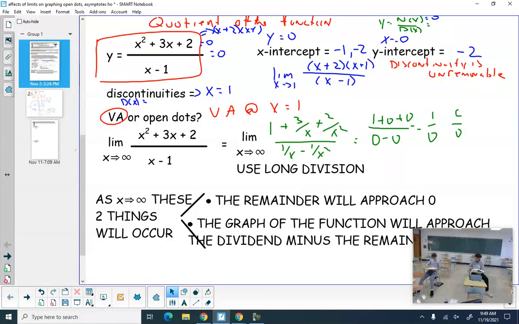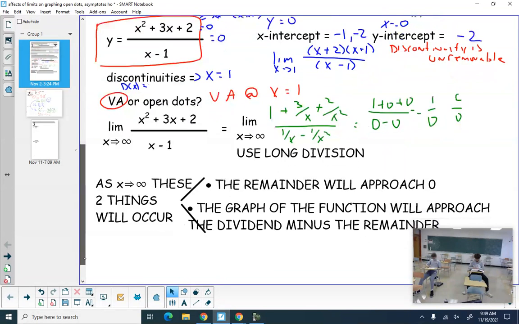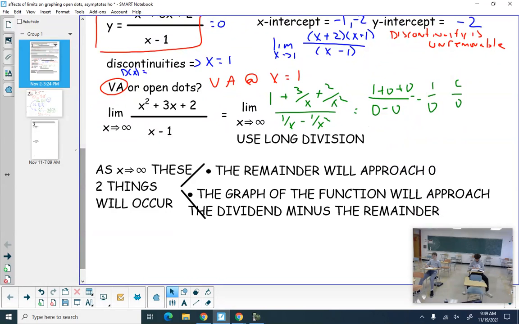If we use long division, two things will occur here. The remainder is still going to approach a value of 0. The graph of the function will approach the dividend minus the remainder.